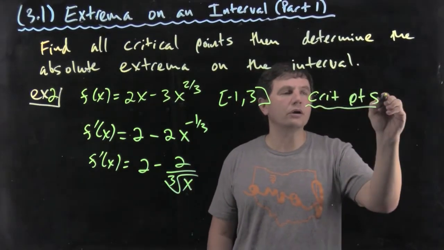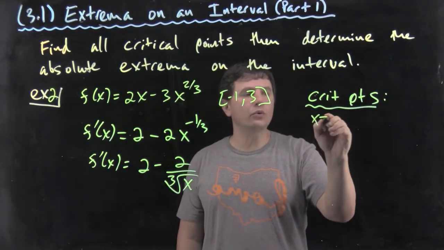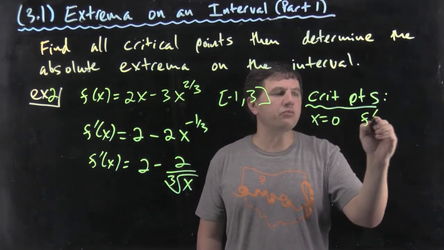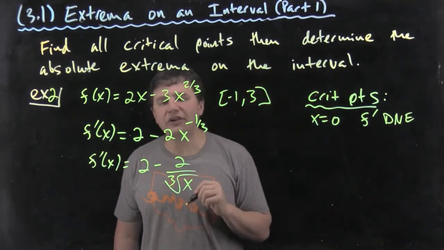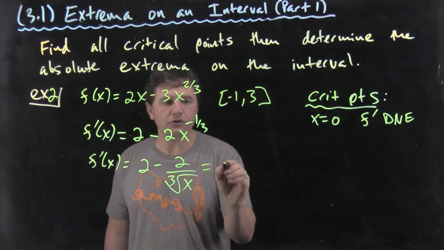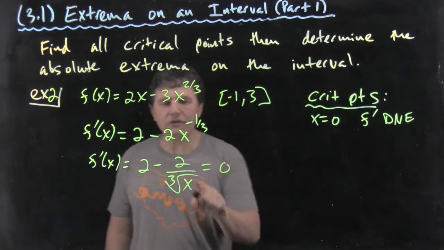We're actually going to have 2 here. One is going to be at x equals 0, and we would state because f prime does not exist, okay? Now our second critical point comes from because the derivative is 0. Now I do have to solve it.